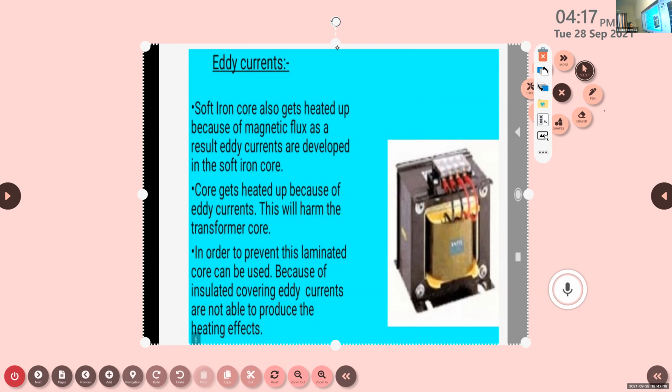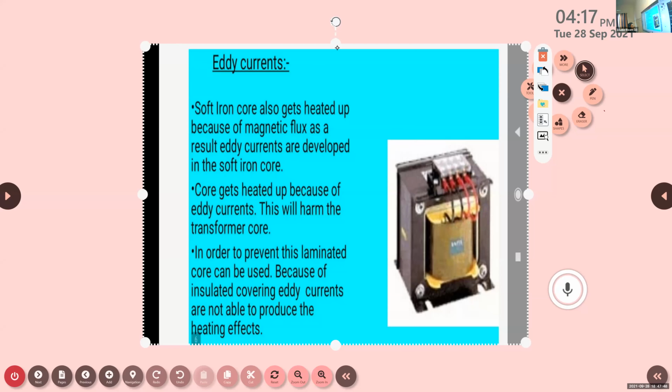Whenever we discuss the topic of eddy currents, we study some losses caused by them. The energy is lost in the form of heat. In such cases also, we adopt some measures to overcome the energy loss. The soft iron core gets heated up because of magnetic flux. As a result, eddy currents are developed in the soft iron core. The core gets heated up because of eddy currents. This will harm the transformer core.